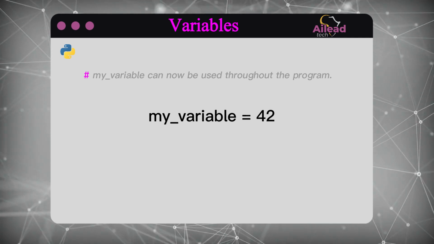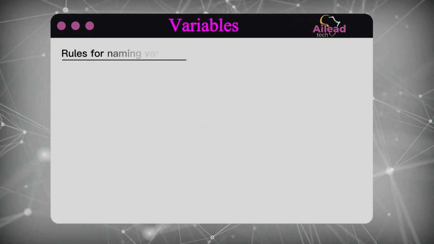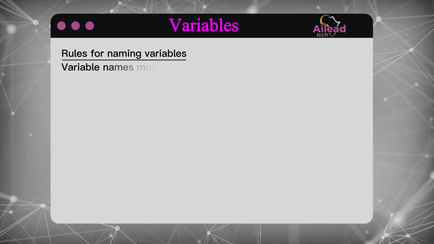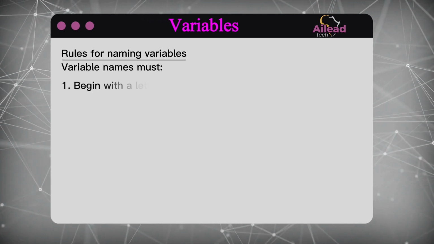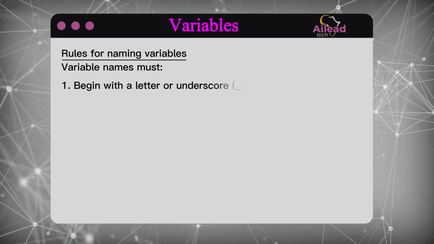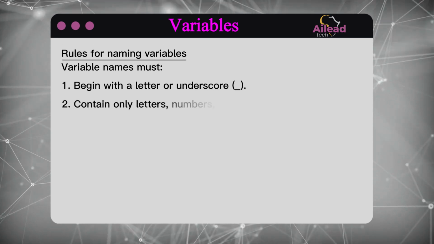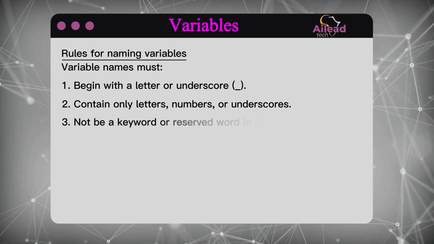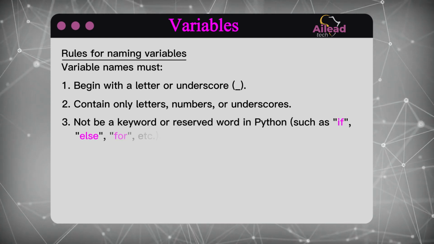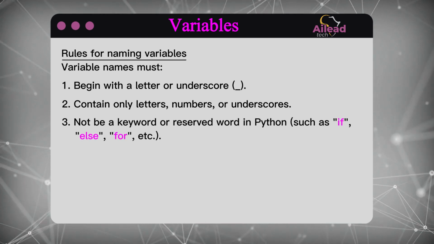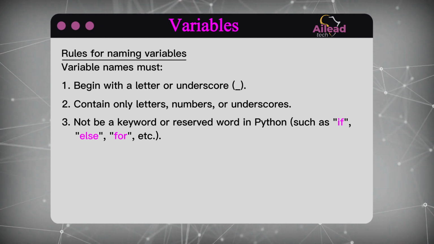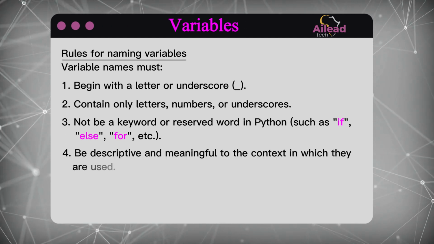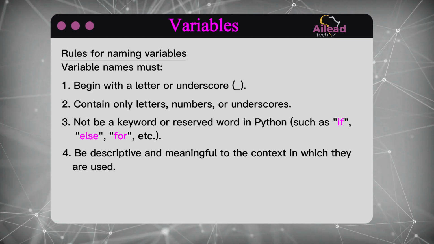However, there are a few rules you need to follow when naming variables. Variable names must begin with a letter or underscore, contain only letters, numbers, or underscores, not be a keyword or reserved word in Python such as if, else, for, etc., and be descriptive and meaningful to the context in which they are used.